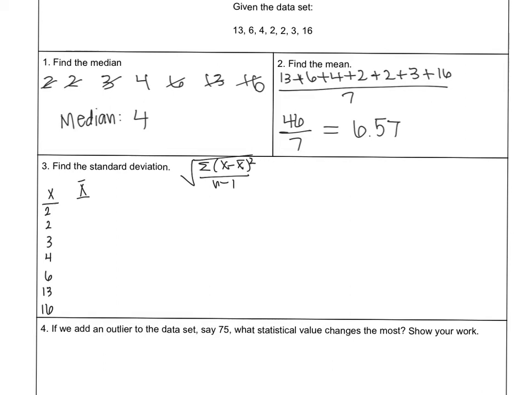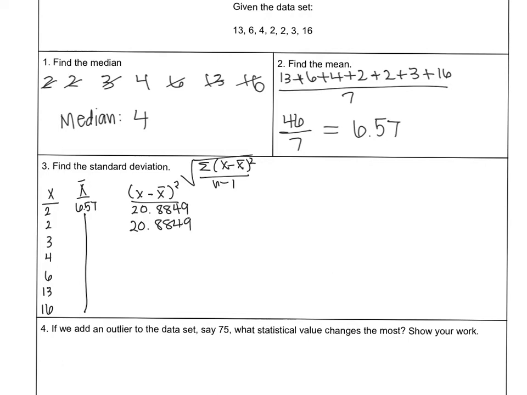My next column is going to be x bar, which is the mean. So the mean is 6.57 for all of our values. Next, I'm going to take each value, subtract the mean from it, and square it. And as long as you do this in parentheses with the squared on the outside, you'll get the number. So in parentheses, 2 minus 6.57, and then squared is going to give us 20.8849, which we're going to get twice because we have 2 2's.